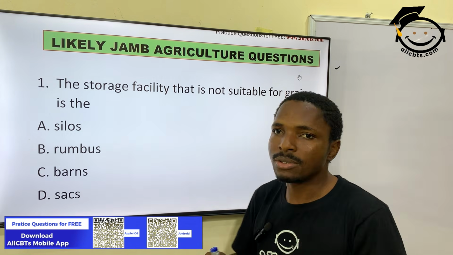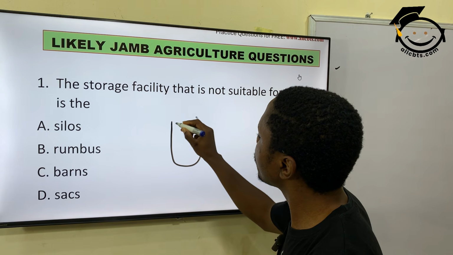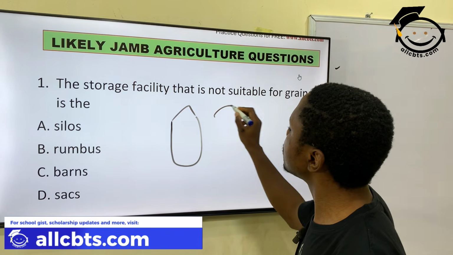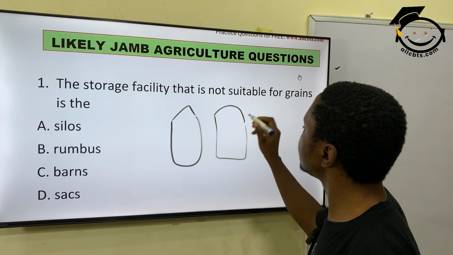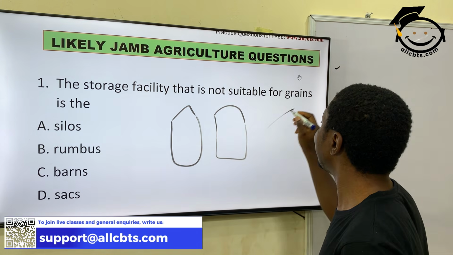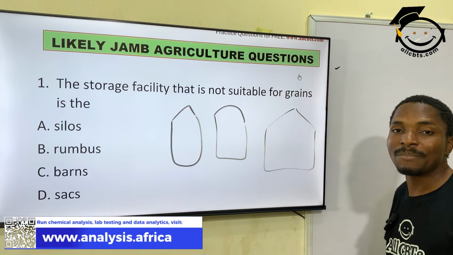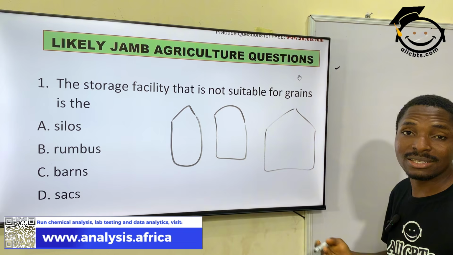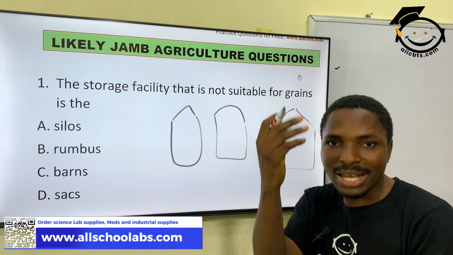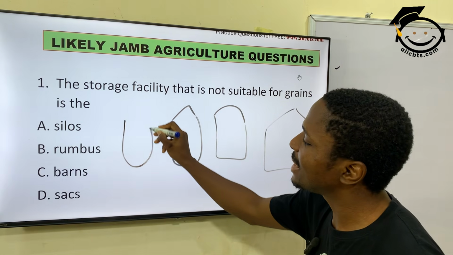You have silos. Silos looks like something like this. Rhombus is something like this. Okay, you have barns. Barns is like a house, where you keep livestock, where you keep feeds. And then you have sack. You know sack now.